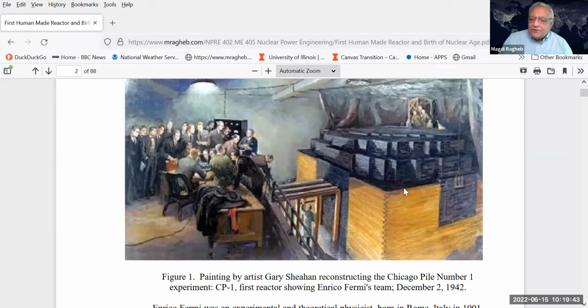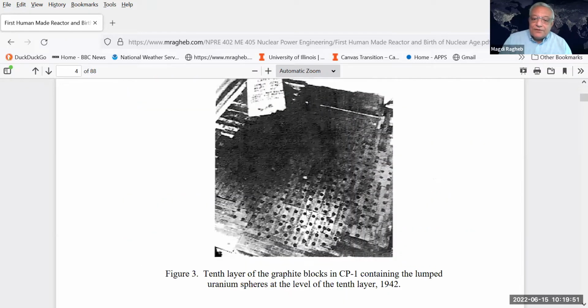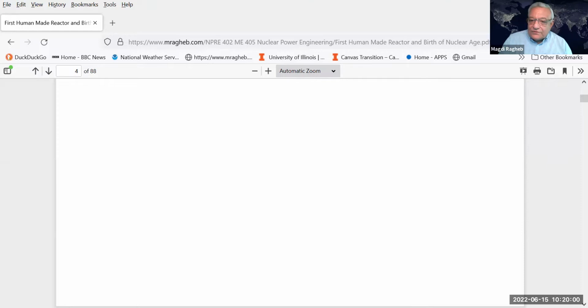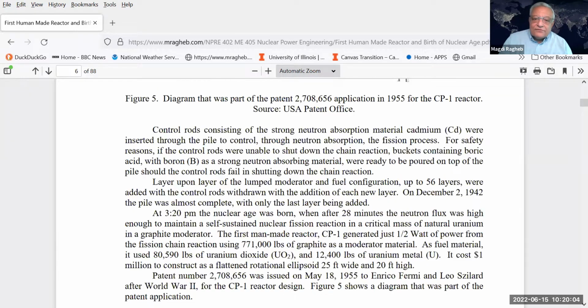So that was the Chicago Pile number 1. You notice the graphite here with the balls of uranium that Enrico Fermi shown here. These are the balls of uranium built layer upon layer until they reach what we are going to be calling a critical mass, and that was the power producing part of the whole system.